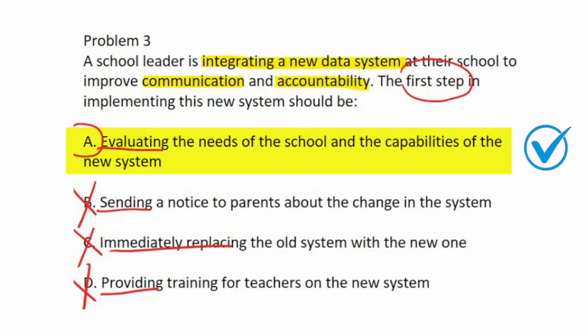We need to take a step back and evaluate the needs of our school. Is this system going to provide what's going to support our data and communication needs? Is this the right fit for the school? And as that school leader, we need to make the decision to take a step back, evaluate or consider what are the needs of the school, and will this new system provide adequate results of that?